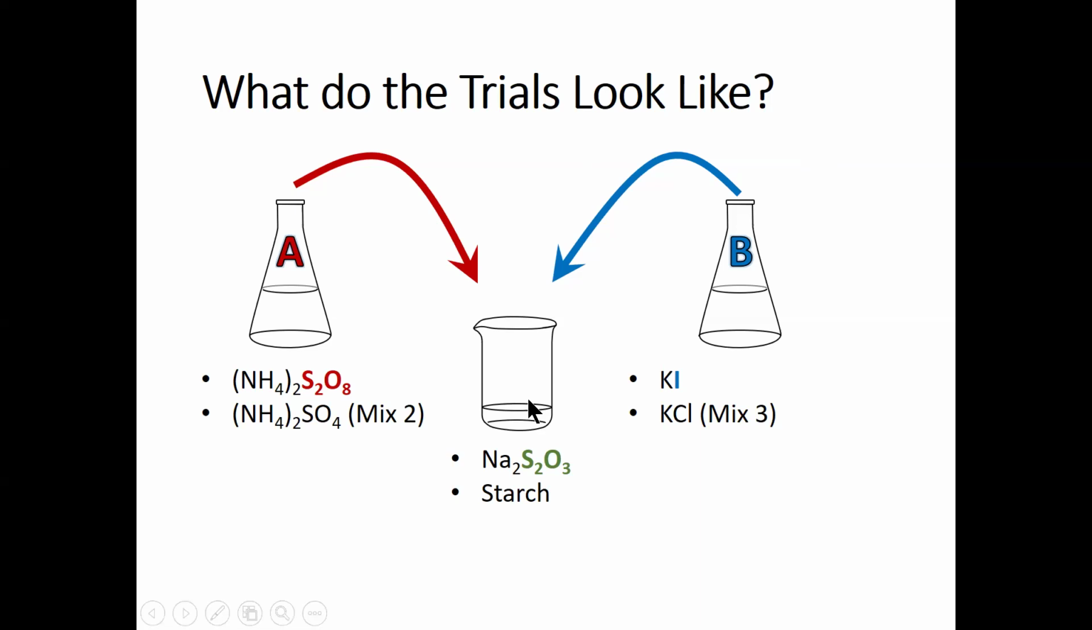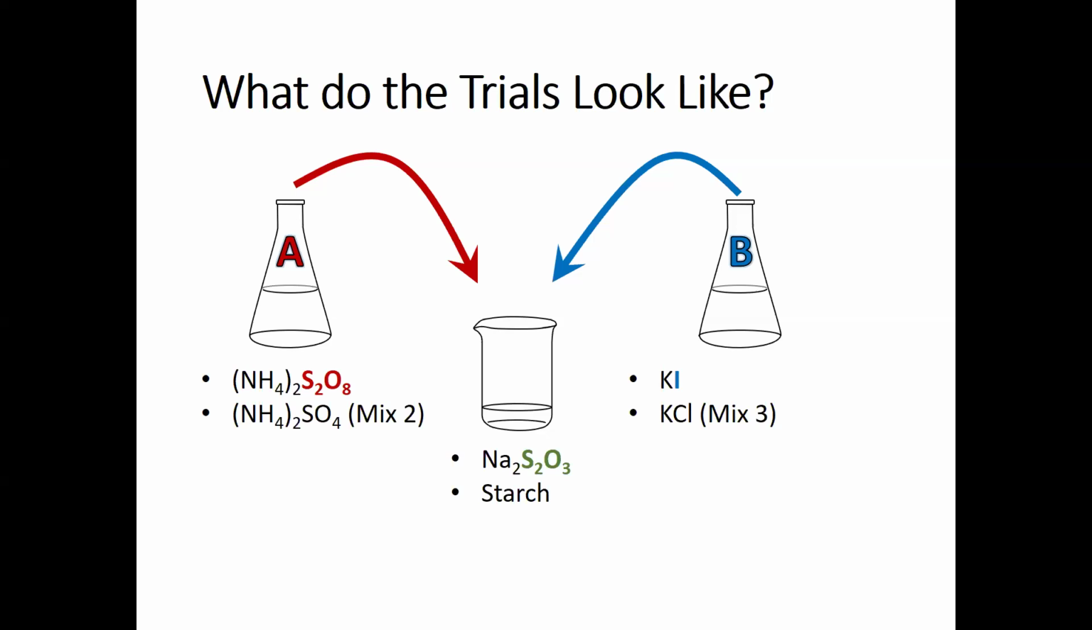You'll mix them together in the beaker with the sodium thiosulfate and the starch, and you'll observe that there will be no color change upon initial mixture, but that's when you'll start the clock. And over a period of time, you'll see a sudden blue color emerge. And that's when you'll press stop and you'll take down your first time point in the kinetics experiment.